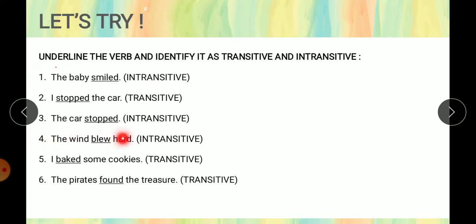The wind blew hard. Blew is a verb. That means behna या chalna. But is there an object? No. So the wind blew hard. Blew is an intransitive verb. I baked some cookies. I baked what? Some cookies. Some cookies are the object. So it's a transitive verb. The pirates found the treasure. Found, milna, is an action. Found what? The treasure. The treasure is an object. So found is what? Transitive.